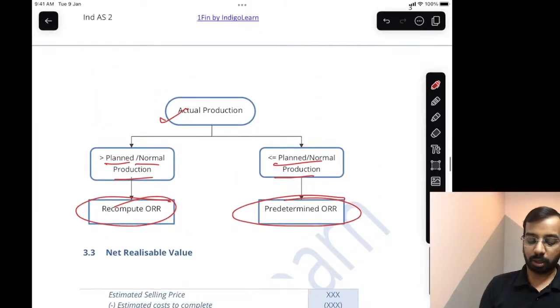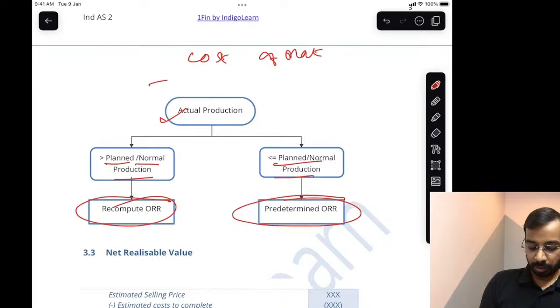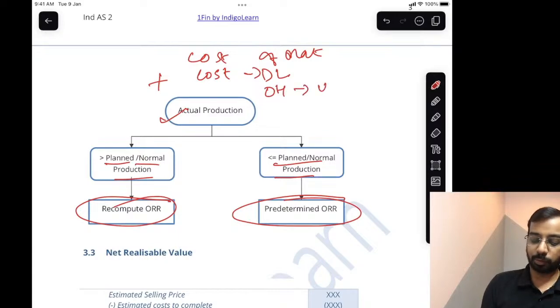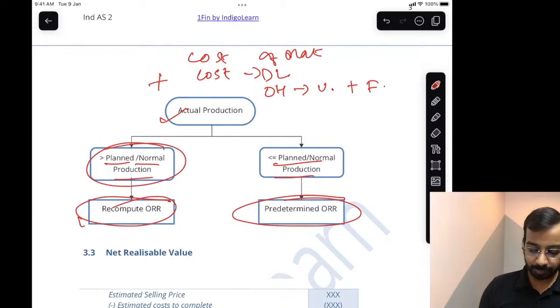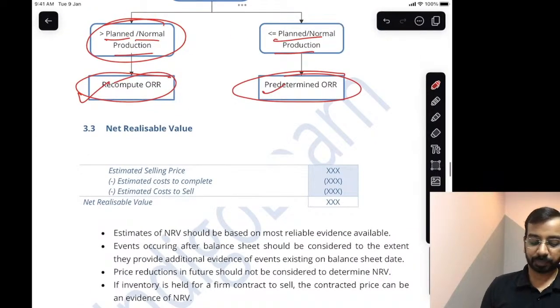So, your cost of inventory is cost of material plus cost incurred in direct labor and overhead. This includes both variable plus fixed. Fixed: if actual output is more than the plan, then recompute, otherwise use the predetermined ORR. Right.